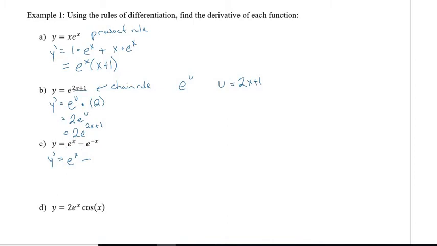We have a negative x inside, so we can't quite do the same thing. For this part, we're going to have to use chain rule again. In this case, e to the u is the outside function, and the inside function is negative x. So we take the outside function, e to the u, and multiply by the derivative of the inside function, which is negative 1. That's going to be e to the x plus e to the u, or in this case, e to the negative x.